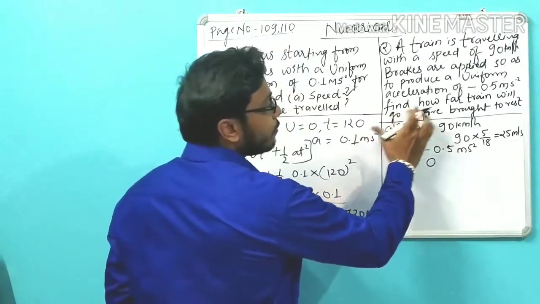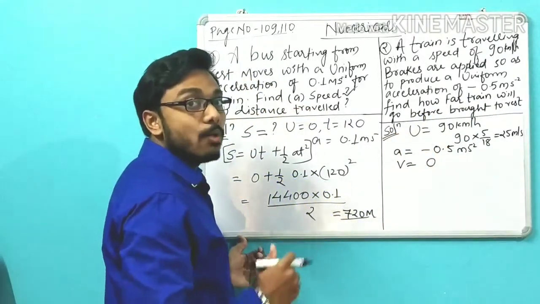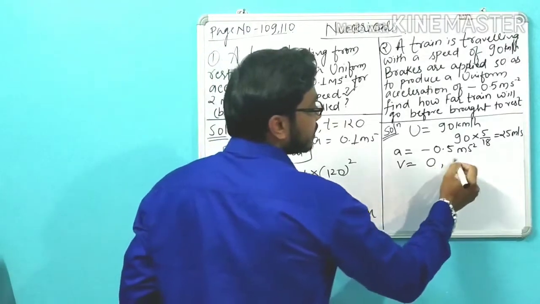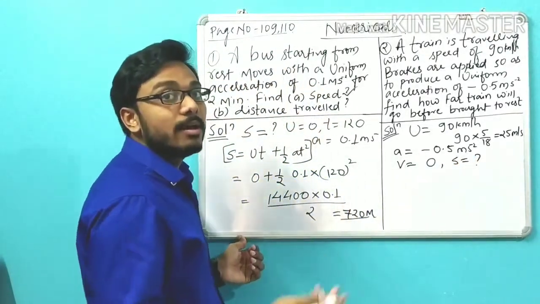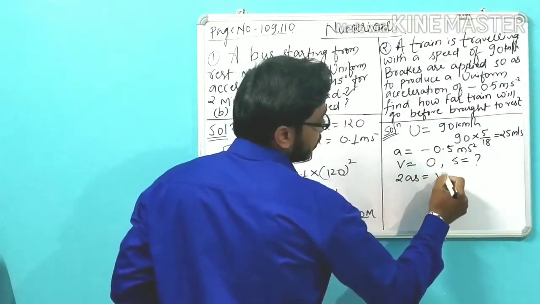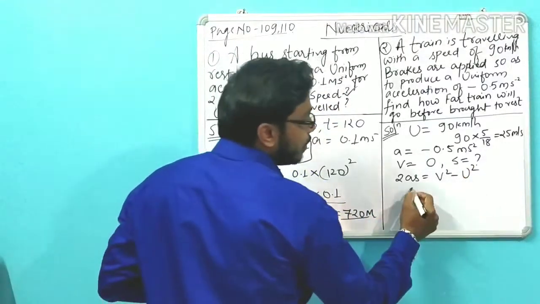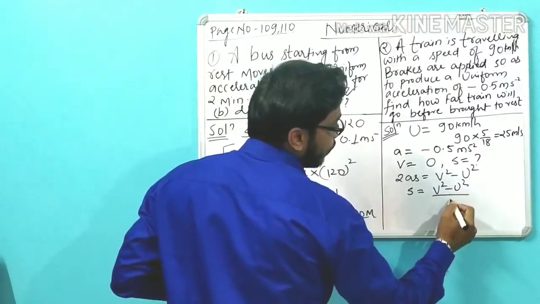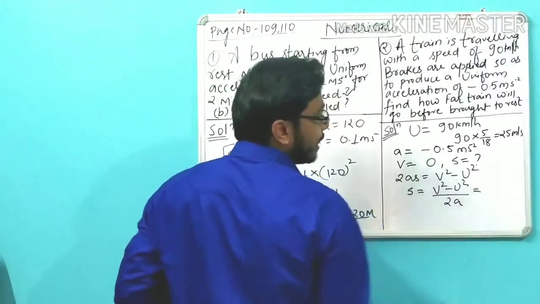So what do we have to find? Find how far the train will go before being brought to rest. How far? That means we have to calculate the distance s. Here we are going to use our third equation of motion, that is 2as equals v square minus u square. So for finding s, we will do s equals v square minus u square upon 2a. Now we'll put the values.